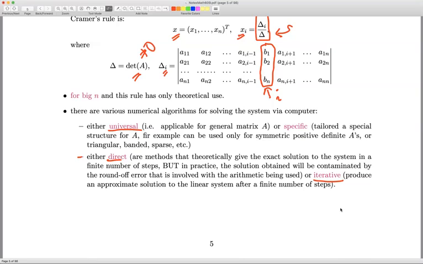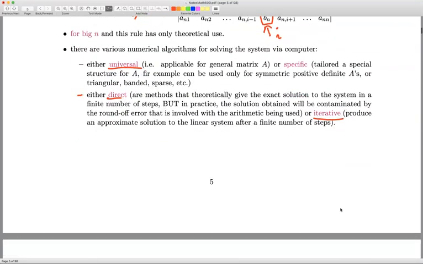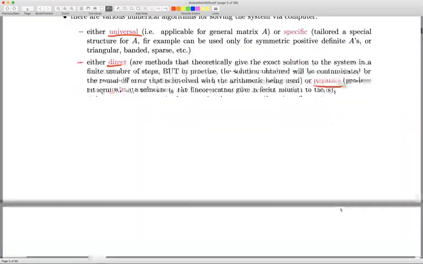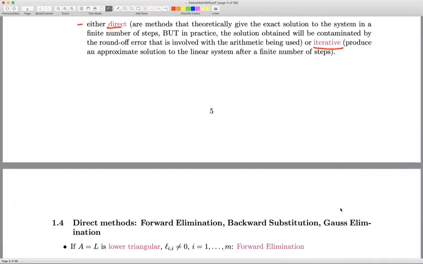And even though in the book they are put in separate chapters, I will discuss them one after another. So there will be a certain reorganization of the material. Now, we will start with direct methods, and with direct methods, we will talk about forward elimination, backward substitution, and also Gauss elimination.